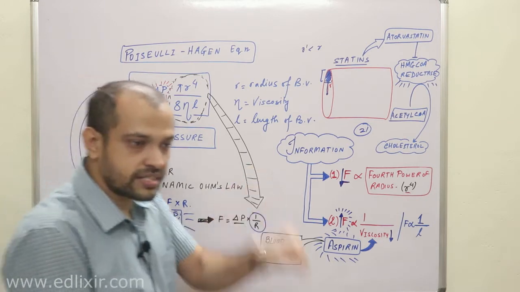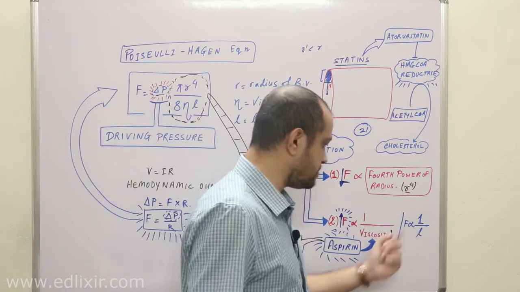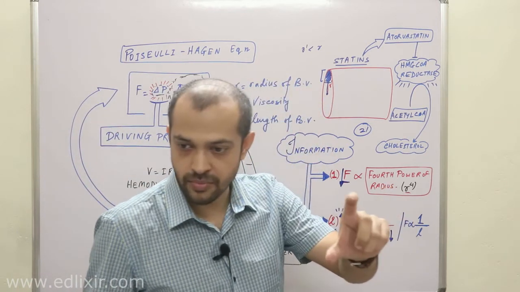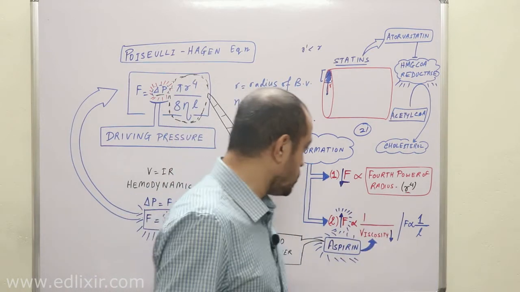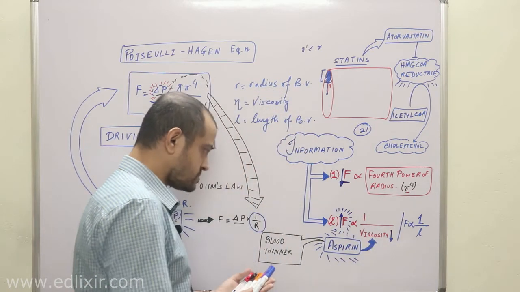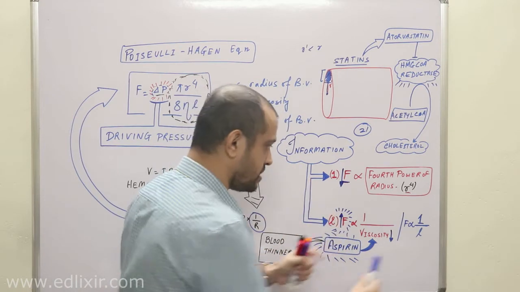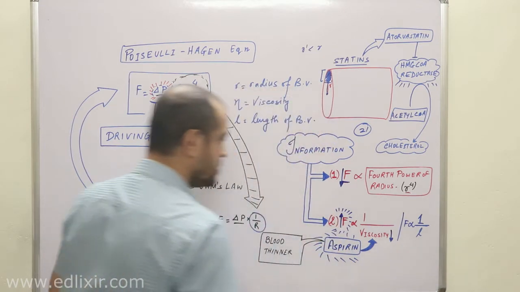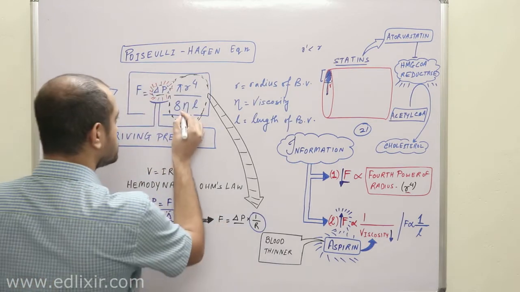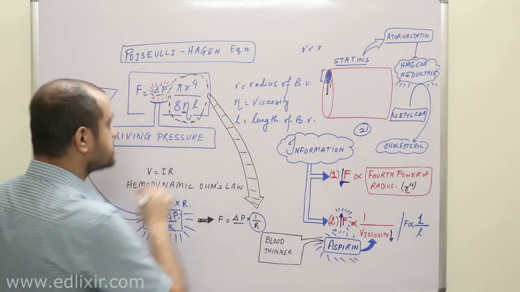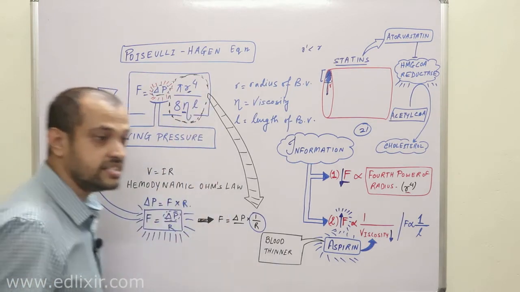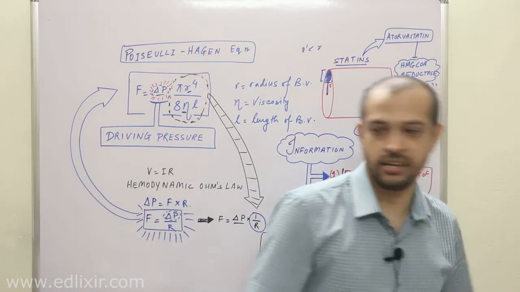We cannot actually stretch or strain any of our blood vessels, right? We cannot make them longer or shorten our blood vessel. That is not a very good therapy, at least. But we can control this part by utilizing drugs, and this part by utilizing drugs. This is the importance of the Poiseuille-Hagen equation, okay?